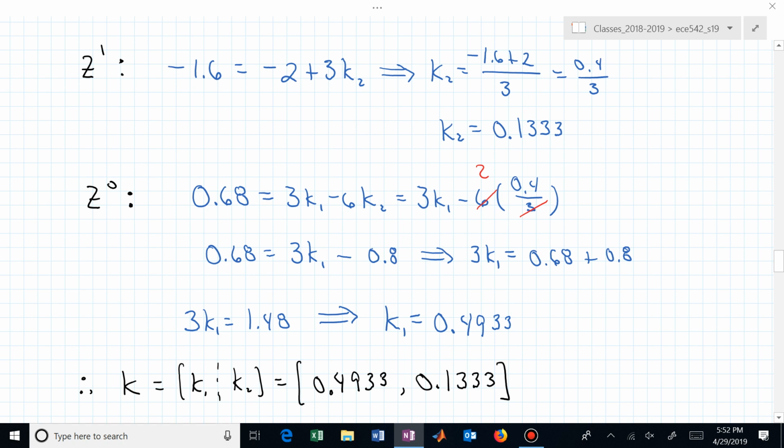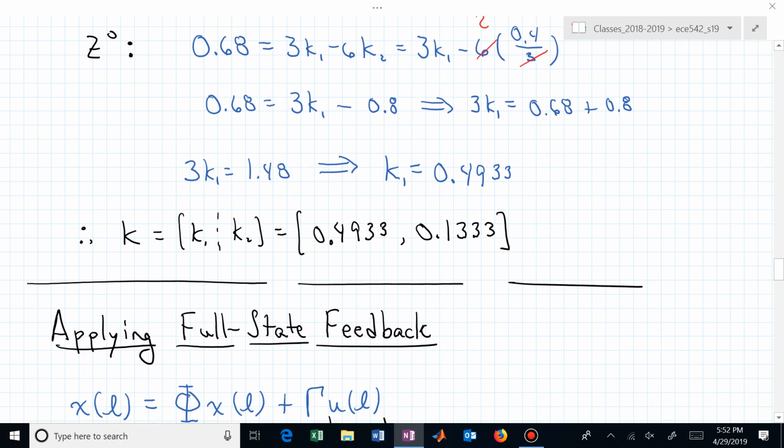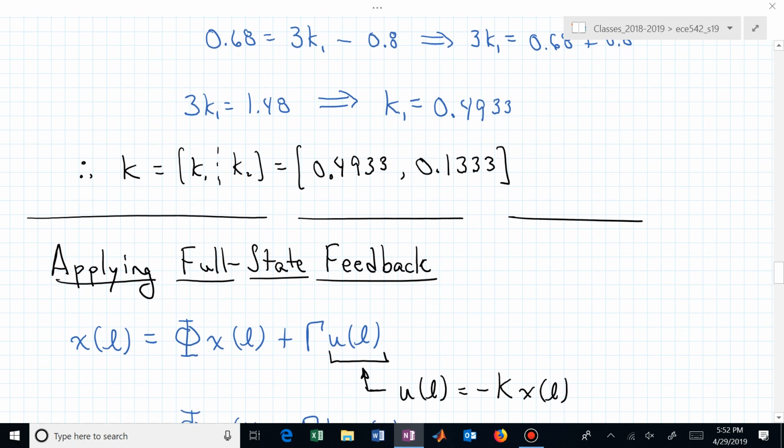And this tells the system how to behave. How is that system going to behave? Well, it better behave in such a way that it has modes at 0.8 plus and minus j0.2. As a sanity check, let's just verify that. Let's now apply full state feedback.